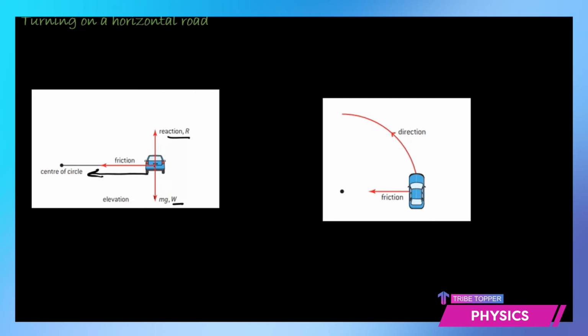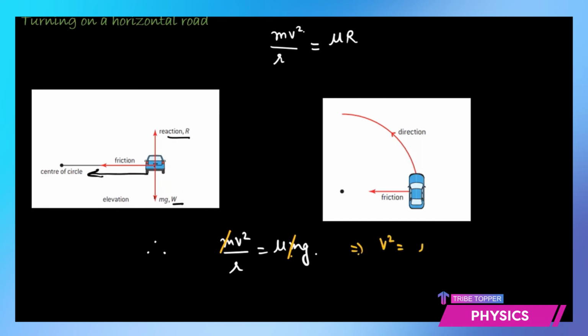So we have a simple expression that the centripetal force mv square by r is provided by the force of friction, that is mu times R. And since R is exactly equal to mg, therefore mv square by r is equal to mu times mg. The m and m cancel out and we are left with v square is equal to mu rg, or we would say v is equal to square root of mu rg. So this expression decides the maximum safe velocity for the car to take a turn on a horizontal road.